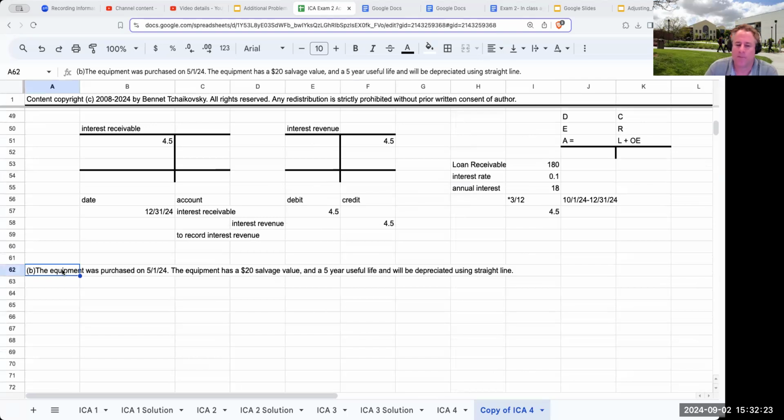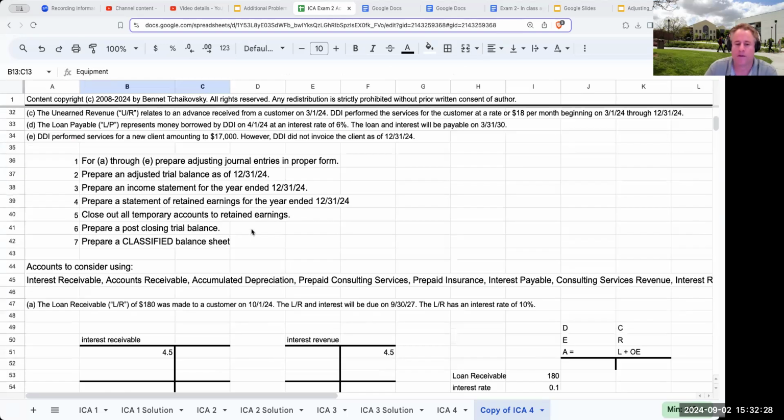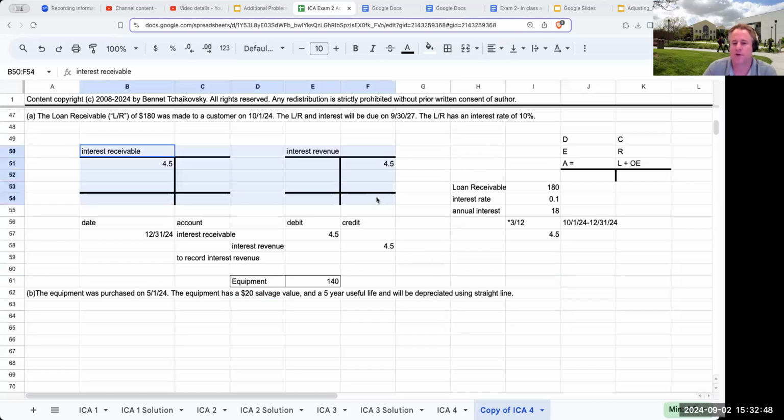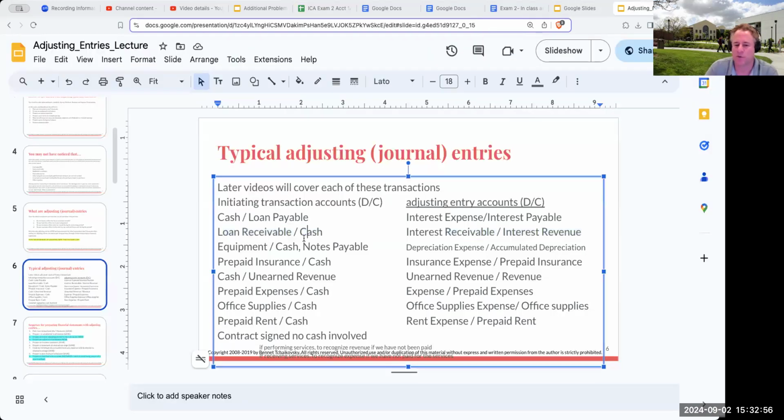So now I bought equipment, and there was equipment that I purchased for 140. So coming right over here, the equipment was purchased for 140. It was bought on 5/1/24. The equipment has a 20 salvage value and a 5-year useful life and will be depreciated using straight line. Again, there's a video I have going through how to record depreciation expense. When we record depreciation expense, meaning that I've been using the equipment, the adjusting entry is always going to be the same: debiting depreciation expense, crediting accumulated depreciation.